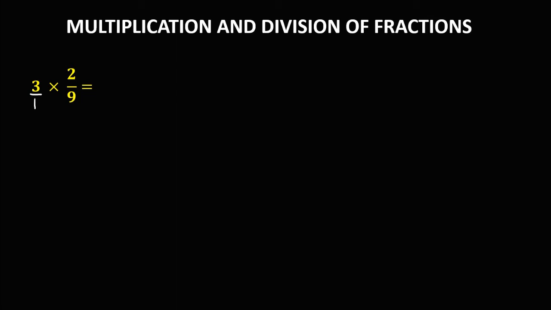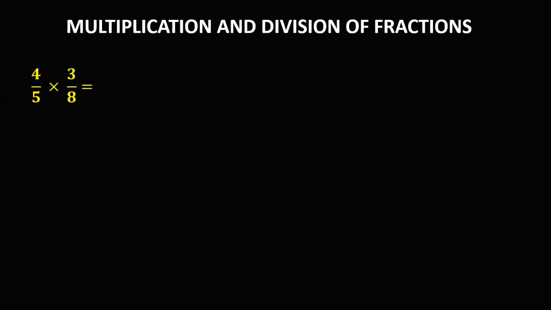So when multiplying fractions, just multiply these numerators. So we have 3 times 2, that's 6, over multiply these denominators. So 1 times 9, that's 9. Since we can reduce this 6 over 9 because 6 and 9 are divisible by 3. So therefore, 6 divided by 3, that's 2, then over 9 divided by 3, that's 3. So therefore, the product of these fractions is 2 over 3.